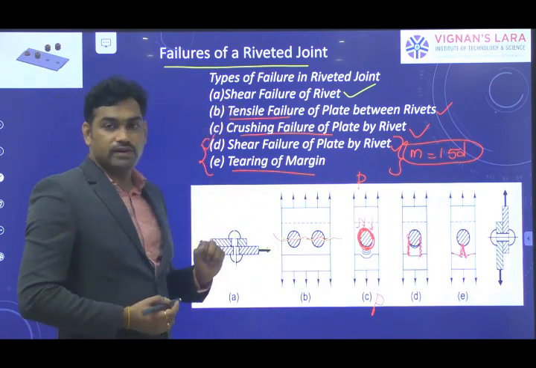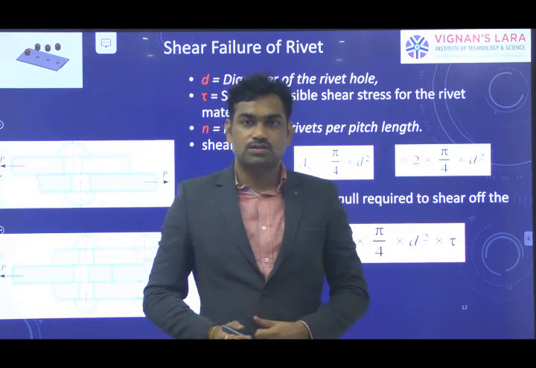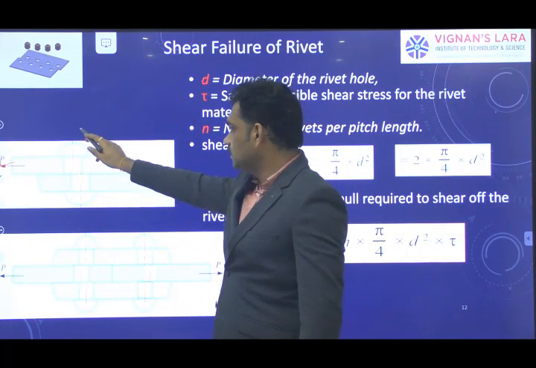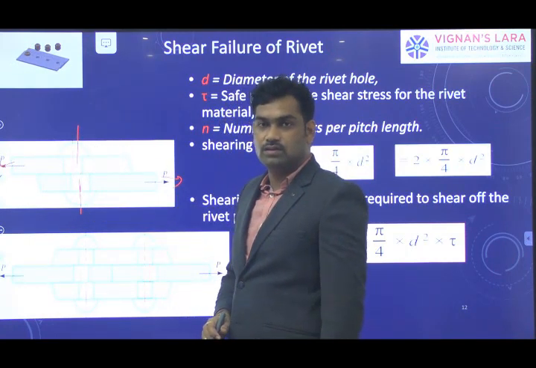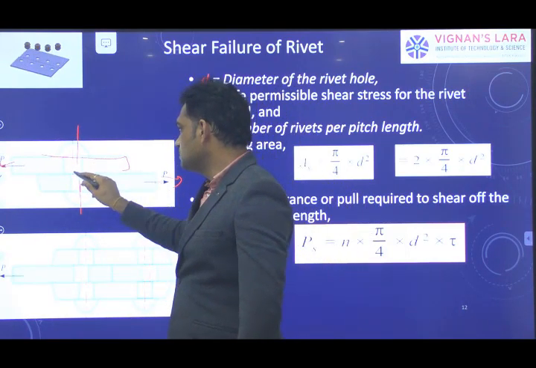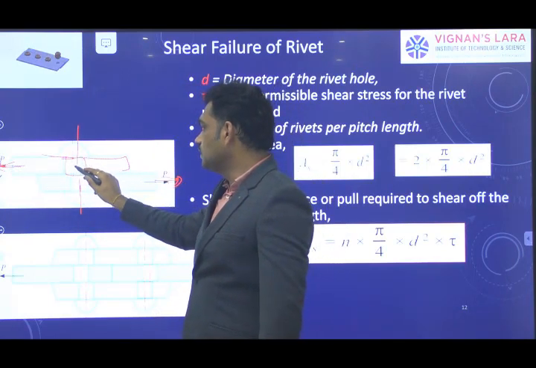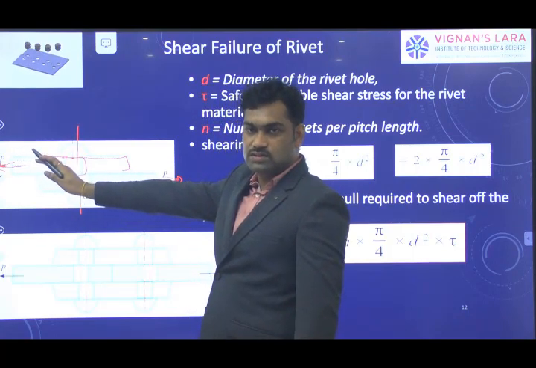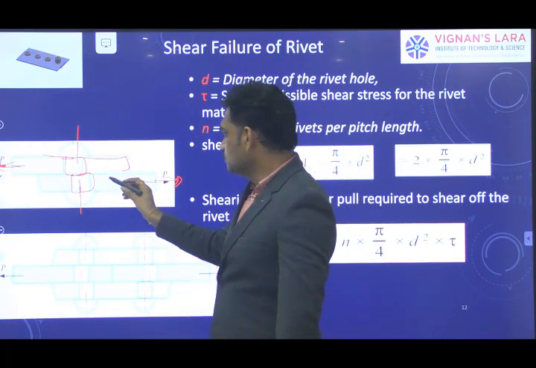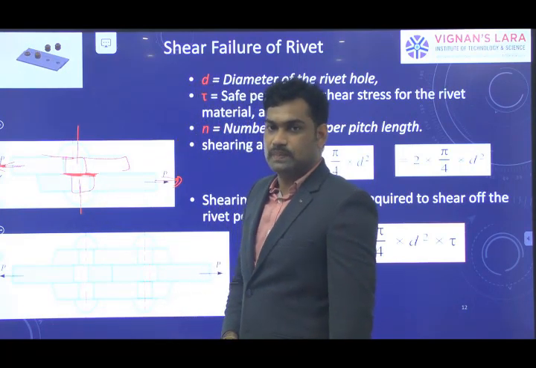The first one is shear failure of rivet. We know that whenever we apply a load on the plates, the axis of the rivet is perpendicular to the application of the load, so there is a chance of shearing. This plate is moving towards the left, and this plate is moving towards the right. This portion of the rivet is subjected to movement towards the left side, and this portion of the rivet moves towards the right side. So at this particular juncture of the rivet, shear may take place. That is what we call shear.